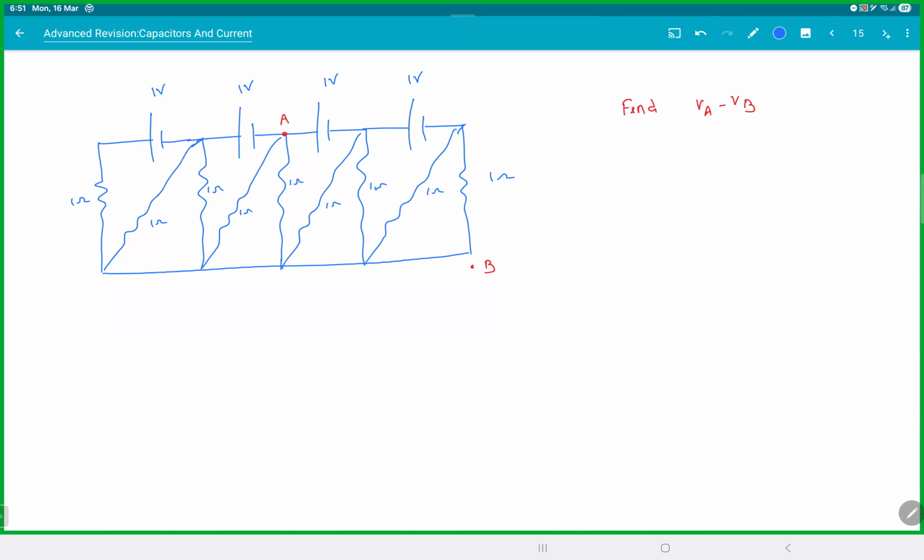Wait, I'll do one more thing. Add a few more batteries here also. Yeah, this was the question. This is also 1 volt, 1 volt, 1 volt, and 1 volt. Better. There's nothing in series, nothing in parallel.